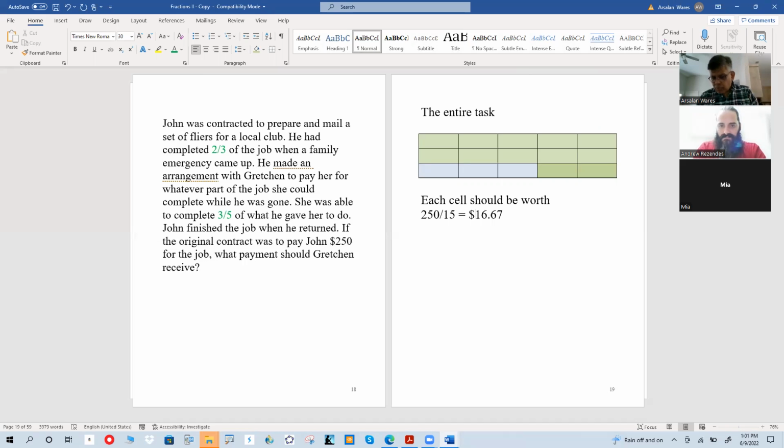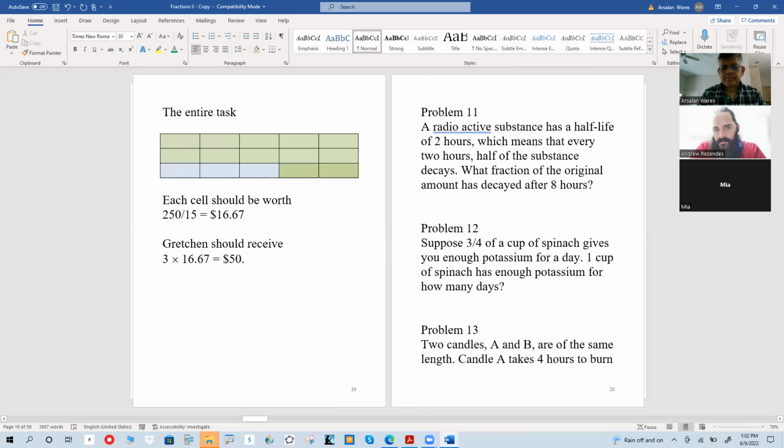Now, Gretchen did 3. They want to know how much Gretchen should receive. She should receive 3 times $16.67. I know I wrote 15. A nice round $50. That's what Gretchen should receive. That's my answer.